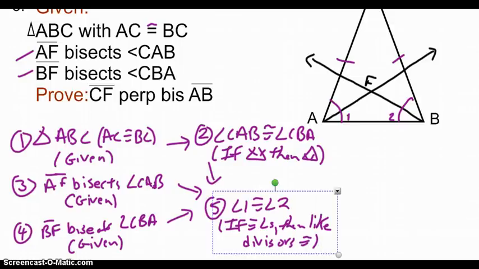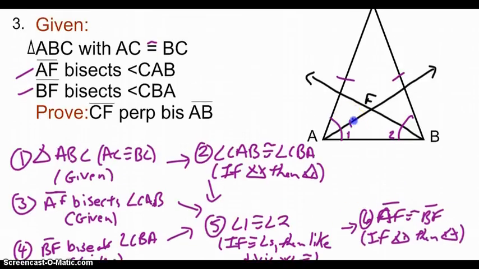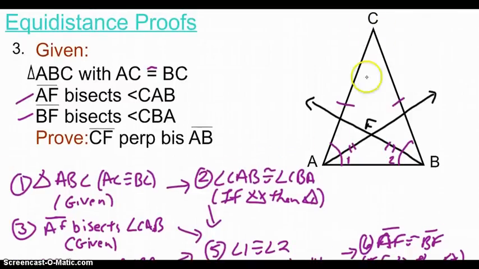Okay. Because now we have that, we can now use the reverse and say AF is congruent to BF by if angles, then opposite sides are congruent. So let's take a look at our diagram here. So now we have these sides are congruent. So as you can see that we have C is equidistant from both A and B, as well as we have F is both equidistant from A and B. So those would be our next steps.